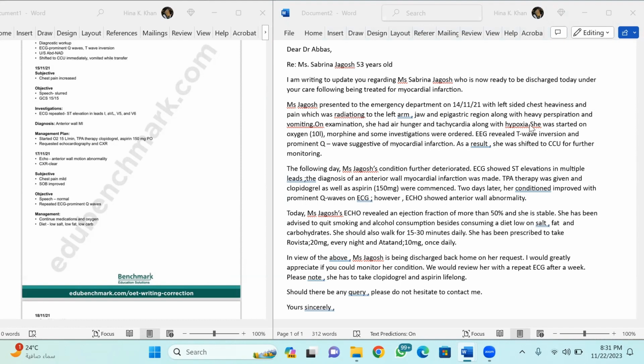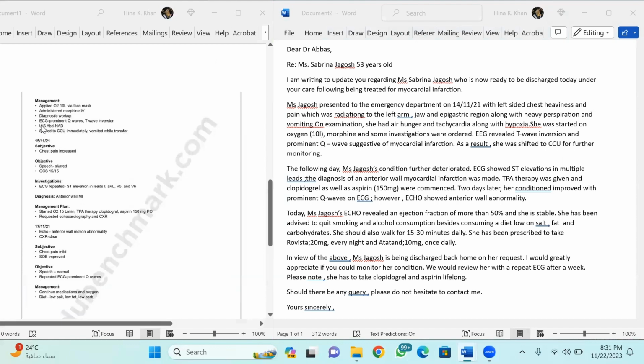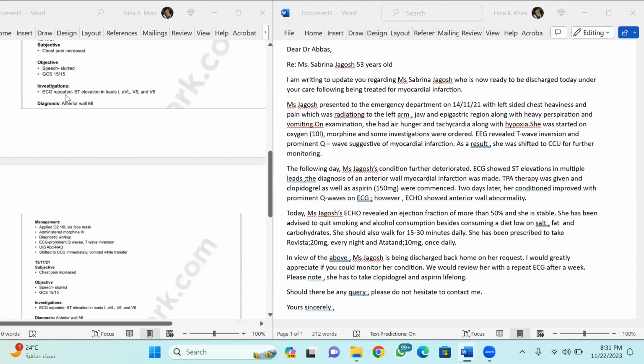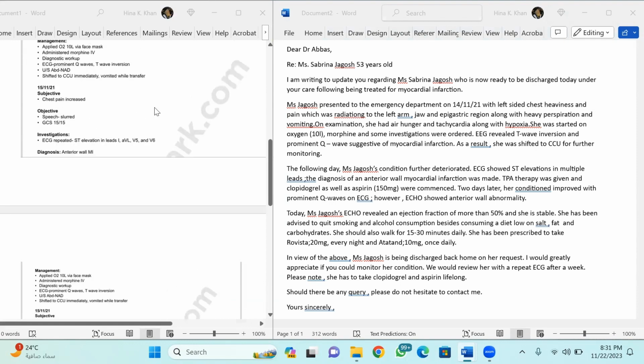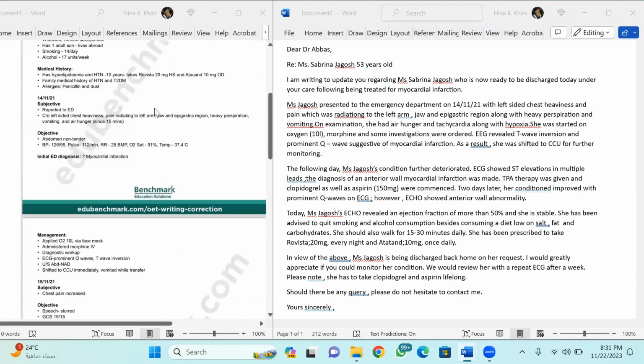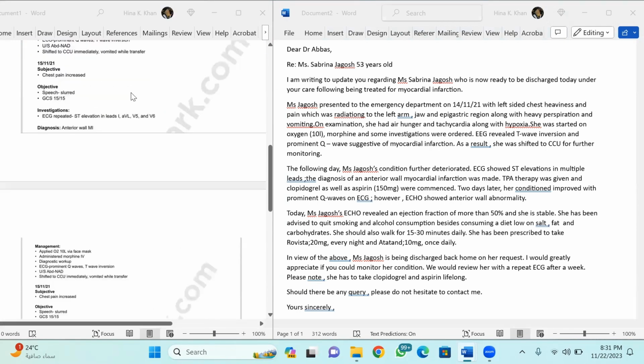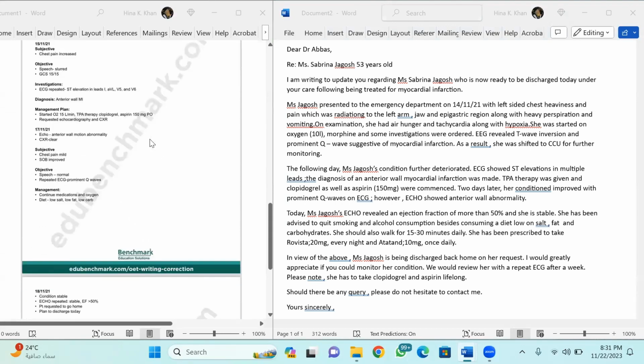One was the day of her presentation, when she came and we admitted her, and the treatment we gave her that day, along with the investigation. If you just see that, ECG prominent, this it showed this, and here ECG was repeated. So there is no need to write that ECG was ordered or ECG was advised and her ECG revealed that. Try to save your words.